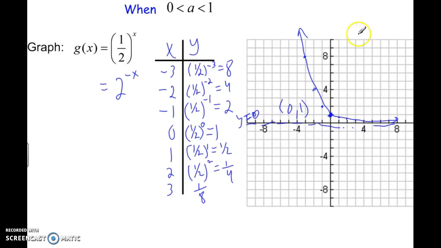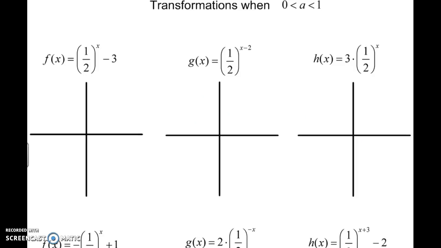If you look at the original parent graph, what's it doing? It's reflecting over the y-axis. So it just took the original parent function and reflected it over the y-axis. I think it's easier just to think of this, just go, okay, this is exponential decay when it's to a fractional power. That would be the easiest way, just to memorize that one. So this, again, is just transforming.